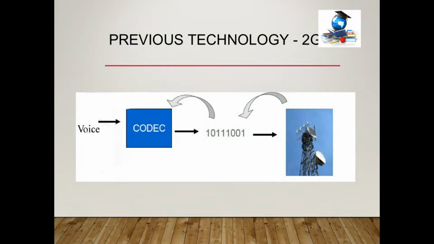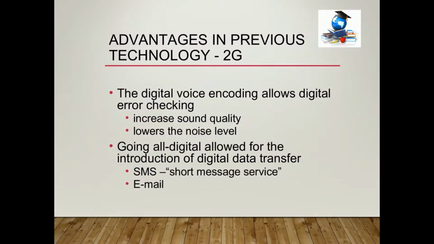Previous technology. 2G. Allows for lower powered radio signals that require less battery. Codec introduction. A program that encodes and decodes a digital data stream or signal. Translates data from digital to analog and vice versa.